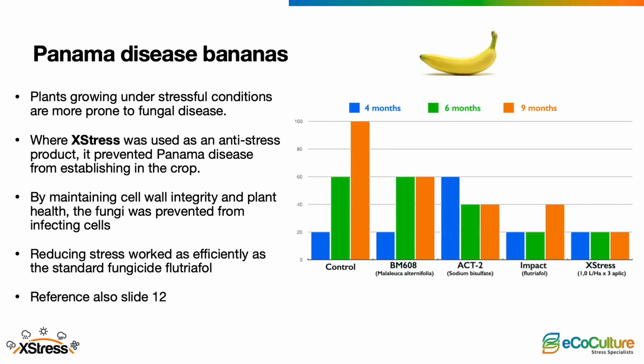Disease stress. Panama disease. Bananas. Plants growing under stressful conditions are more prone to fungal disease. Where XStress was used as an anti-stress product, it prevented Panama disease from establishing in the crop by maintaining cell wall integrity and plant health. The fungi was prevented from infecting cells. Reducing stress worked as efficiently as the standard fungicide flutriafol.